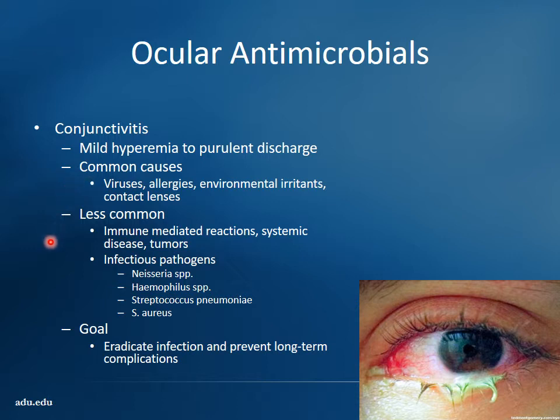But just note that in some cases you may find that patients have immune-mediated reactions, which obviously antibiotics aren't going to help with a whole lot there. Tumor, systemic disease can all be causing this. And then looking at the pathogens, we can see here you have some gram-negatives like Neisseria, Haemophilus influenzae, Strep pneumo, Staph aureus. So again, we want antibiotics that can cover a pretty wide range of things here in order to help treat this. Obviously, our goal of treatment: eradicate the infection, try to prevent recurrence.